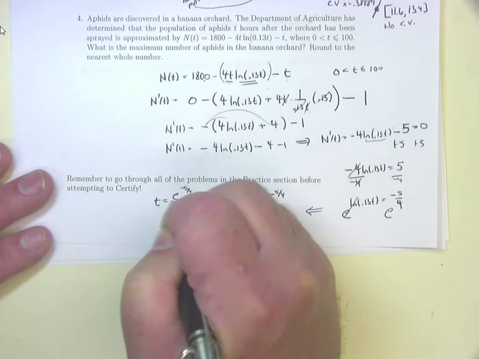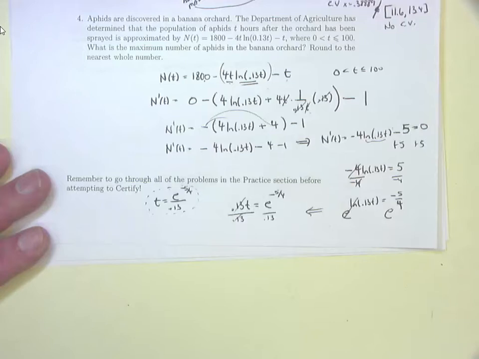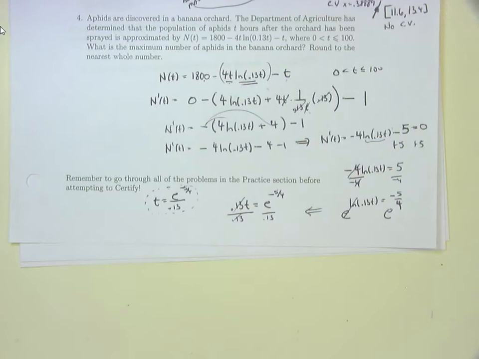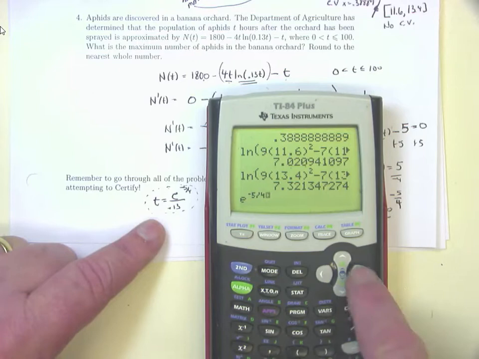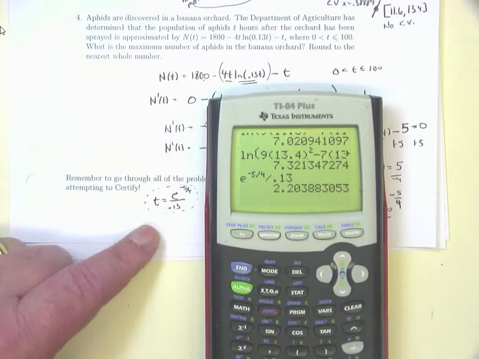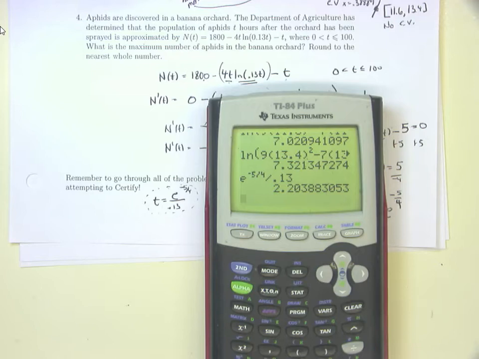That's great, but this is a word problem, and that's not the answer. This is the time. If you want to convert it to decimals, knock yourself out. This is e raised to the negative 5/4 divided by 0.13. Stick it in the calculator: 2.203888. This is probably in hours? Yes. 2.2 hours after you sprayed is when you're going to have the maximum number of aphids before the spray really starts to kill them off. Does that make sense?